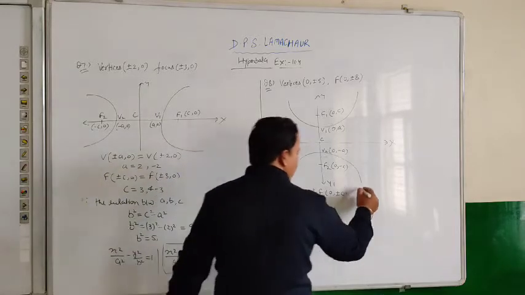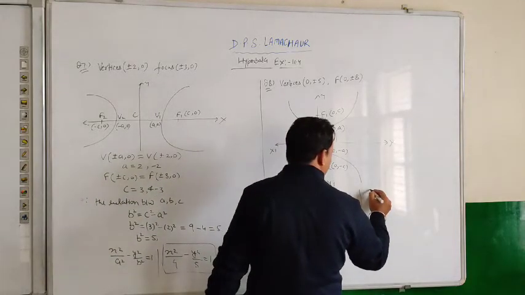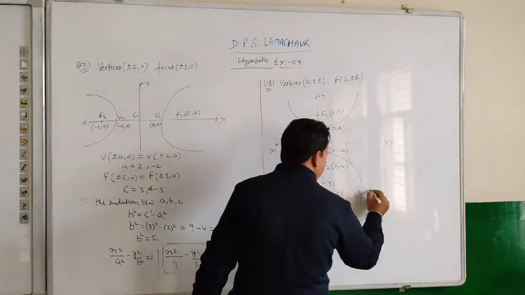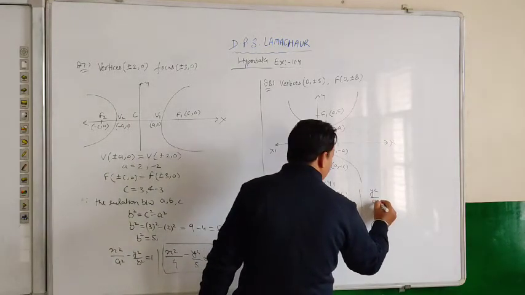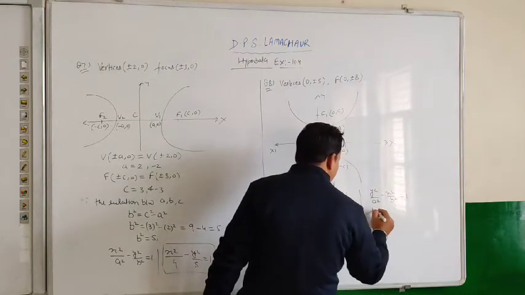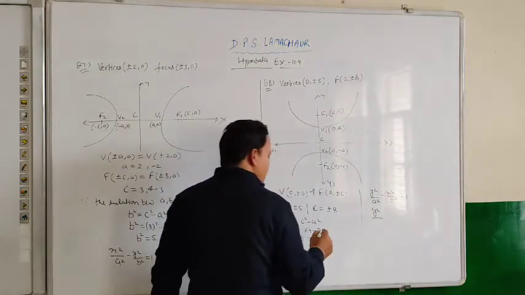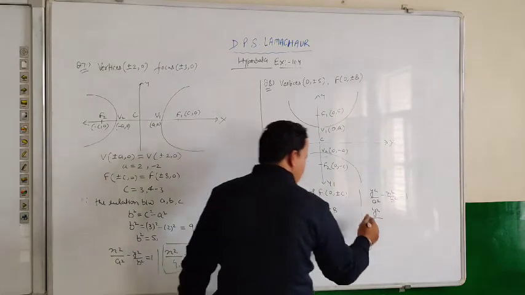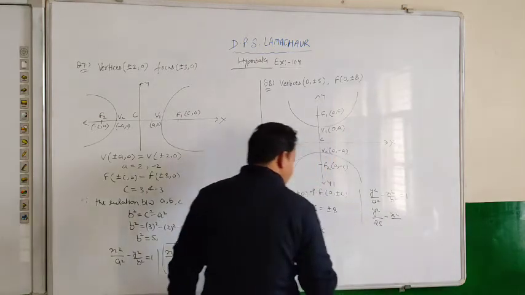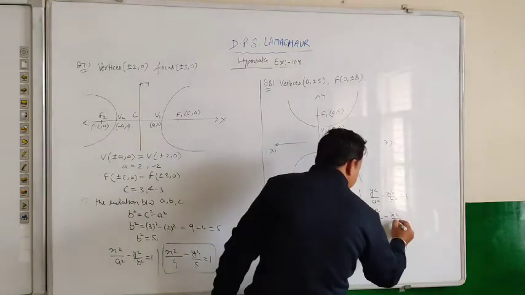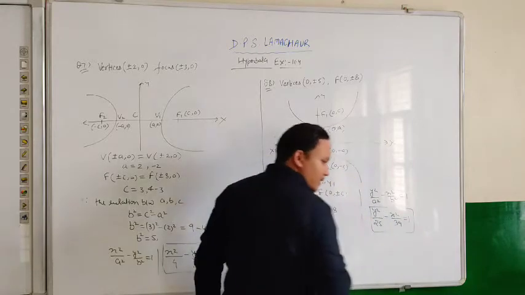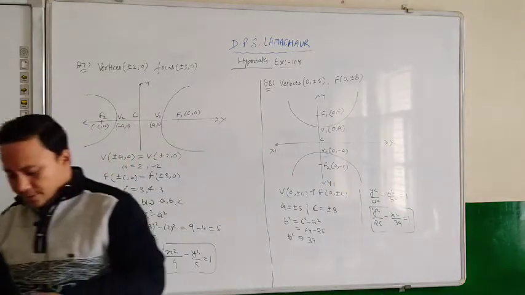So our required equation of hyperbola is, since the hyperbola is symmetric about y axis, y square upon a square minus x square upon b square equals 1. What is the value of a? The value of a is 5, so a square will be 25, minus x square upon b square. What is the value of b square? 39, equal to 1. This is our required equation. Okay, pause the video and go through it.